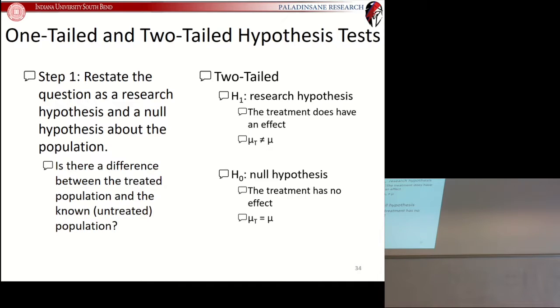Two-tailed hypotheses cover every possibility. Research hypothesis covers greater than and less than. Null hypothesis covers equals to. So that's the two-tailed hypotheses. Those are the ones we've been doing so far. Any question on the two-tailed? So far, so good? All right.